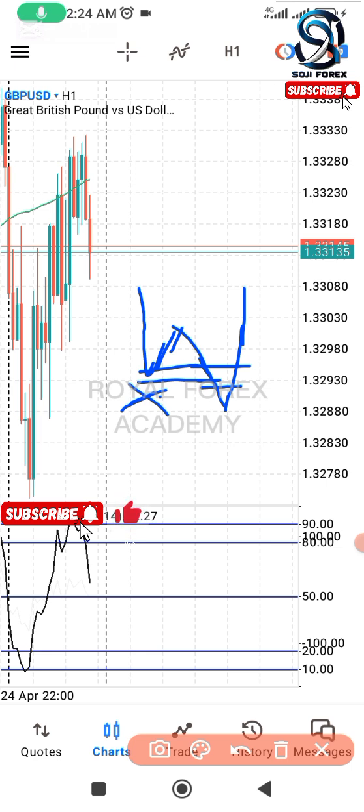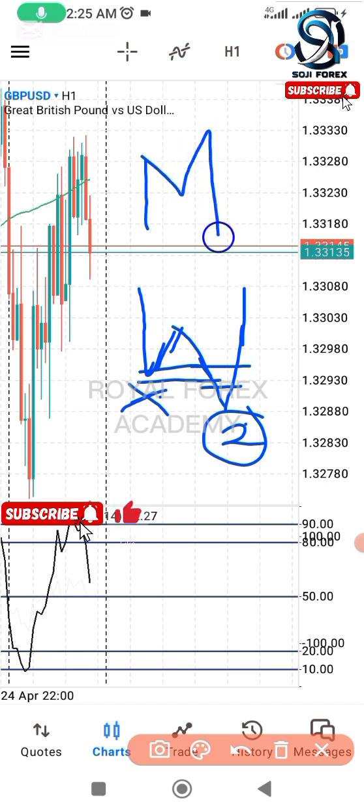Whenever the second leg of the W or the second leg of this M pattern is longer than this first leg, if you look at your indicator window, it is what presents to us the divergence pattern of trading.